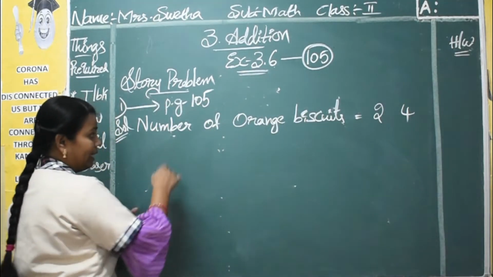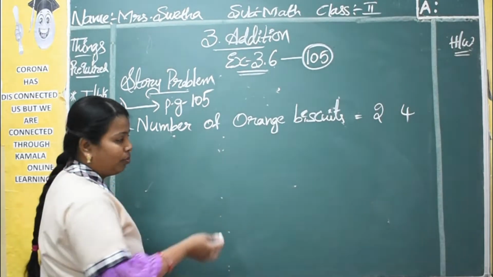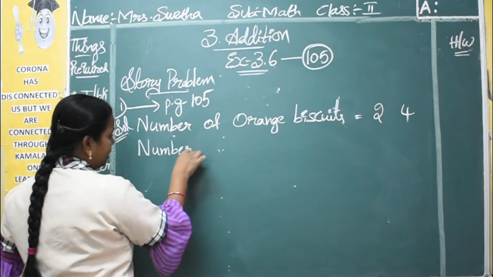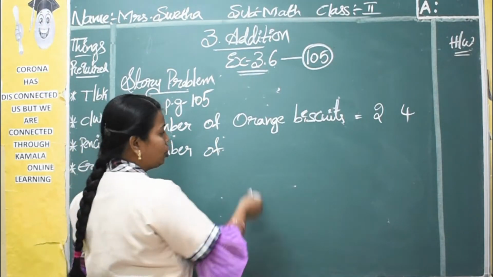Next, the sentence will be the same, only in place of orange biscuits we will write another type of biscuit. What is the other type of biscuit you have? The sentence will be: number of, what is the other type of biscuit? That is chocolate biscuits.